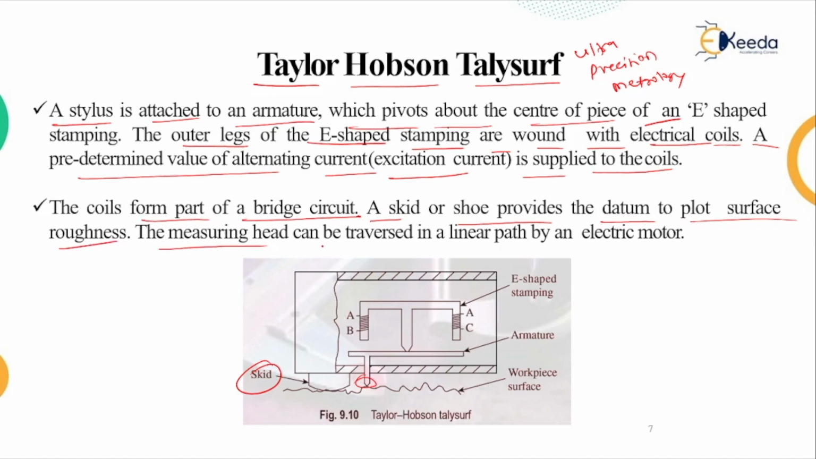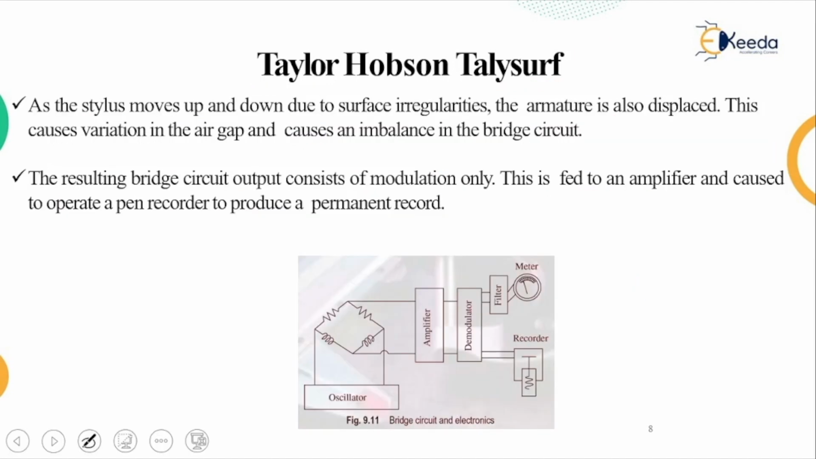The measuring head can be traversed in a linear path by an electric motor. So this complete head moves in one direction by means of an electric motor, and whatever the peaks and valleys or surface irregularities, this pivot moves, this distance decreases or increases, and accordingly we get the profile of the surface on a recording device. As the stylus moves up and down due to the surface irregularities, the armature is also displaced. This causes a variation in the air gap and then causes an imbalance in the bridge circuit.